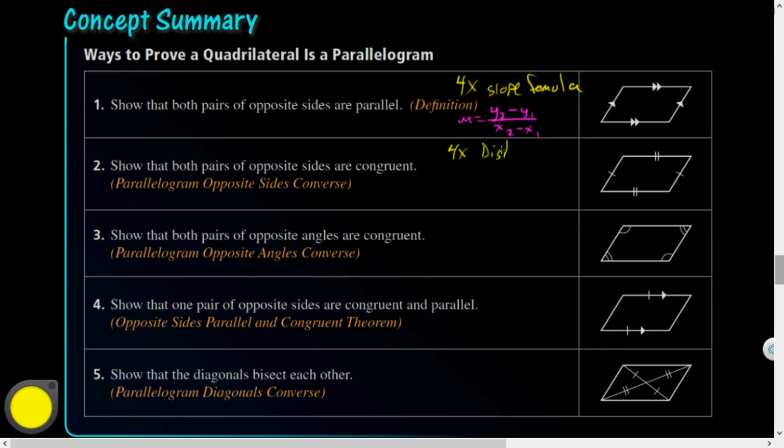4 times the distance formula. And let's see if I can get the distance formula right. D is equal to the square root of x2 minus x1 quantity squared plus y2 minus y1 quantity squared. There's the slow clap I've been working for. And you would have to do the distance formula 4 times, and then through logic of definition of congruence, you could prove that this is a parallelogram by the parallelogram opposite sides converse.